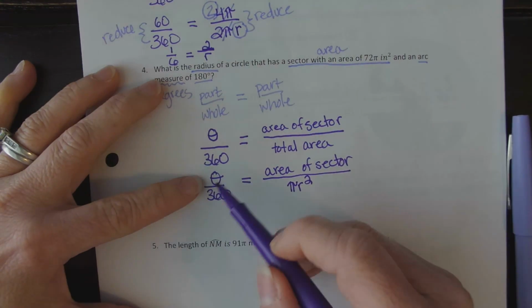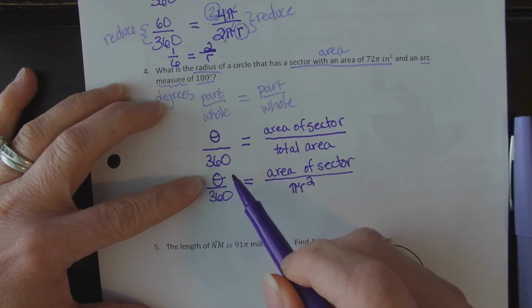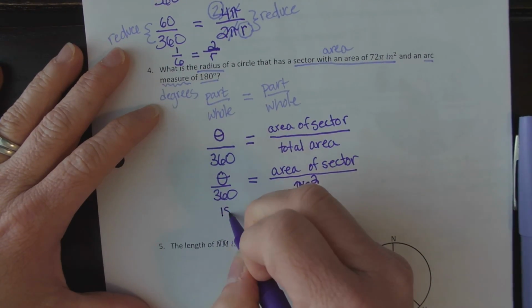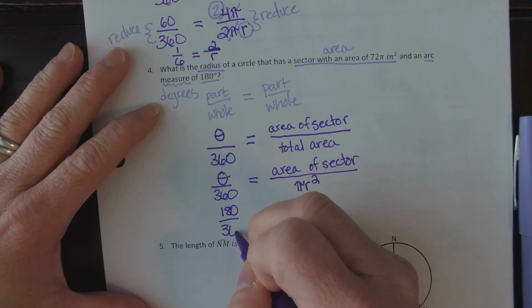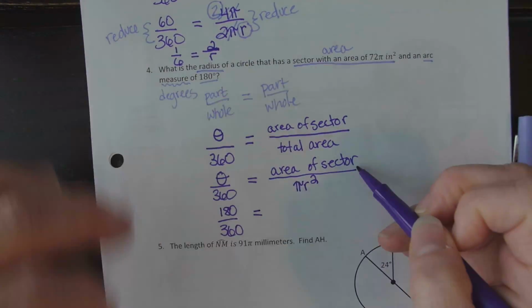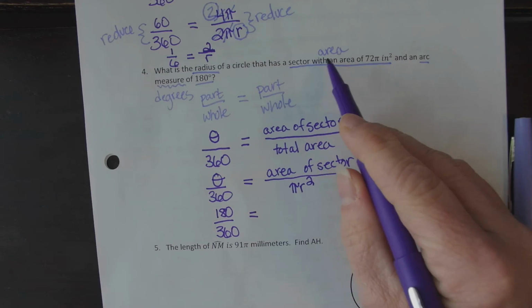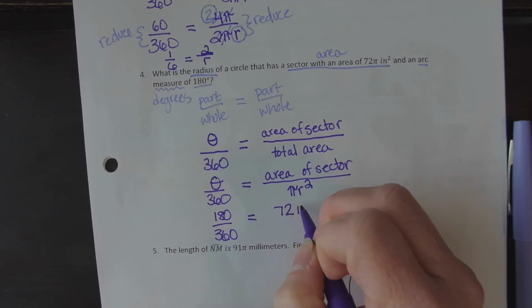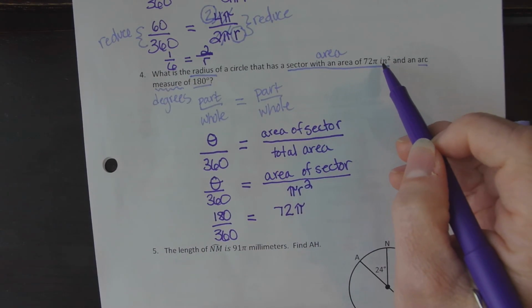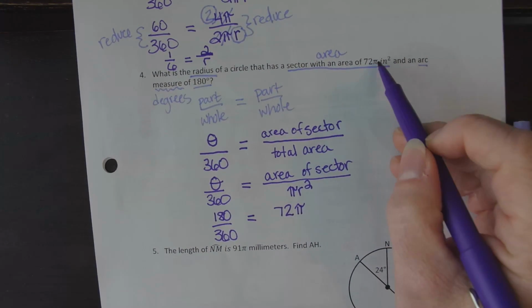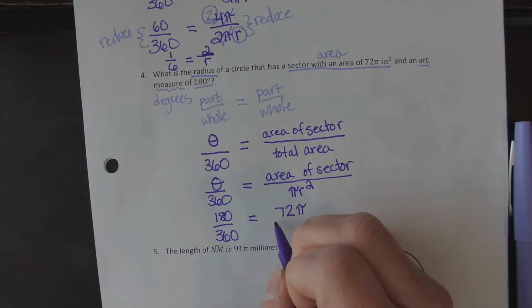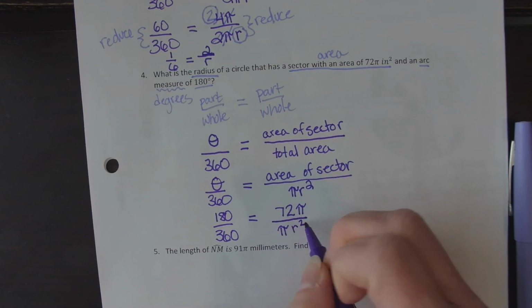All right, let's plug in our numbers. Do I know what the angle measure is? Well, angle measure and arc measure are the same value. We learned that. And so I have 180 over 360 is equal to, did they give me the area of the sector? Sector with an area of 72 pi inches squared. So I've got 72 pi. And the inches squared, I don't need now. I just need to know that inches is what my units are. Then over pi, and we're solving for the radius, so r squared.